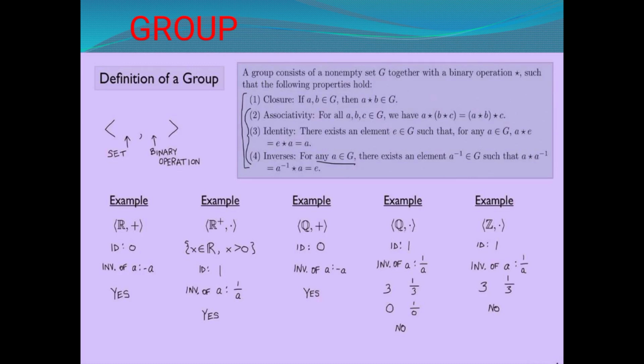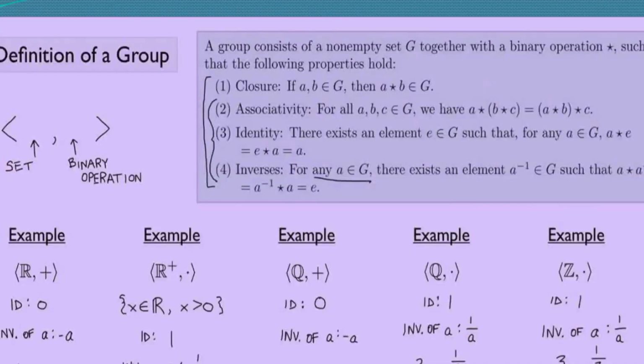This is a basic thing for this subject. First, what is a group? Generally, we can say that a group is a collection of well-defined objects, a well-defined set. But in mathematics, we say that a group consists of a non-empty set G together with a binary operation star such that the following properties hold.